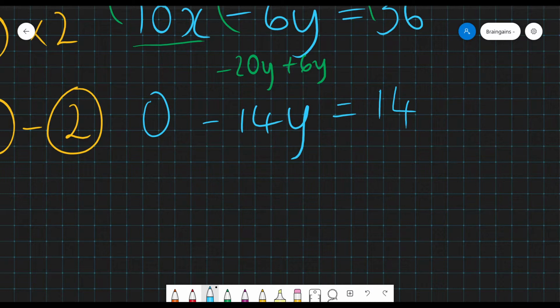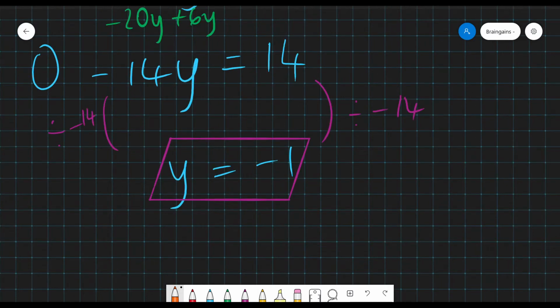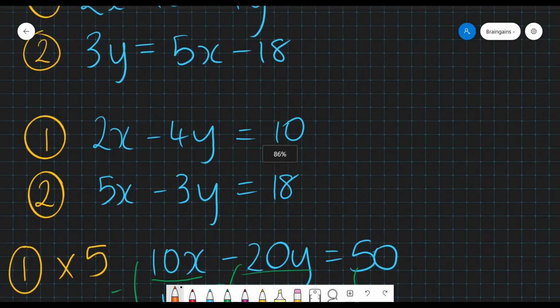Now, to find the value of y, we need to divide both sides of the equation by negative 14. And what we'll be left with on the left is just y, and what we'll be left with on the right is negative 1. So this is our value of y. Now that we have our value of y, we have to go ahead and substitute it into any of our equations from before. I'm going to go ahead and substitute it into equation number 1.